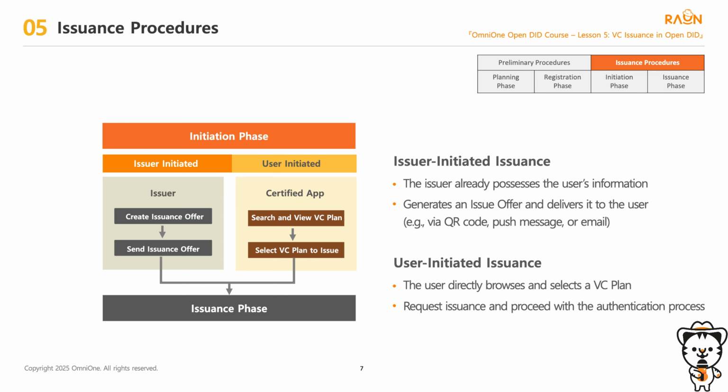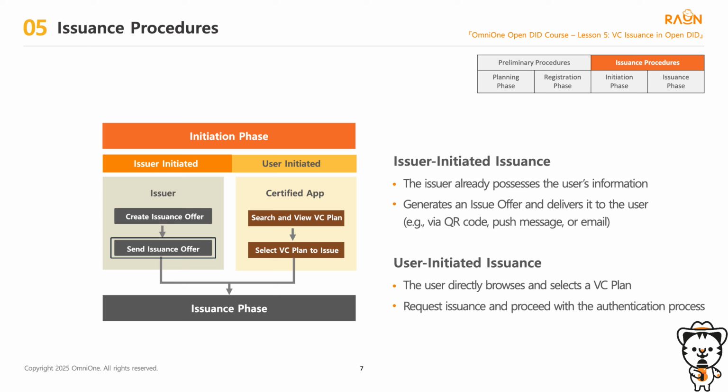Next is the issuance procedures, where the actual credential issuance takes place. We begin with the initiation phase. There are two types of initiation: issuer-initiated and user-initiated. Issuer-initiated means the process begins with the issuer, who already has the user's information. The issuer generates an issuance offer and sends it to the user.